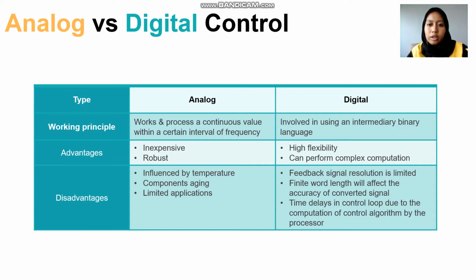Digital control, on the other hand, involves using intermediary binary language. It offers high flexibility and can perform complex computation. However, feedback signal resolution is limited, and finite word length will affect the accuracy of the converted signal, and finally, there are time delays in the control loop due to the computation of the control algorithm by the processor.